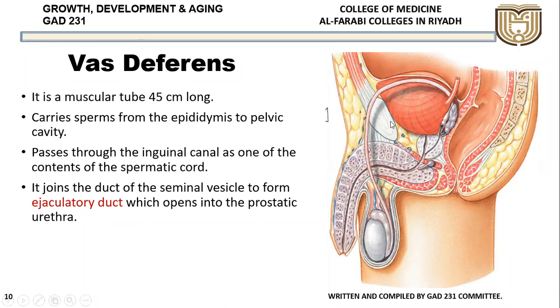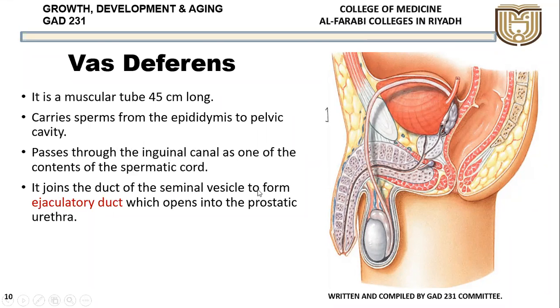This region is called the pelvis. So it will carry the sperms back into the pelvis, passing through the inguinal canal. There is a structure here called the inguinal canal. That we will study later as one of the contents of the spermatic cord.